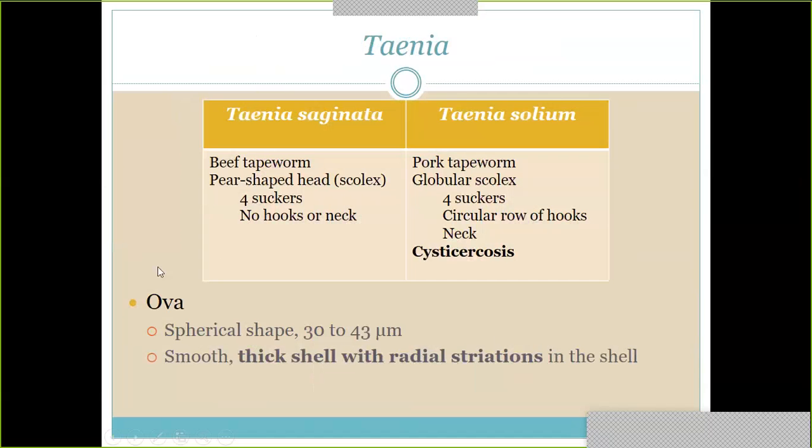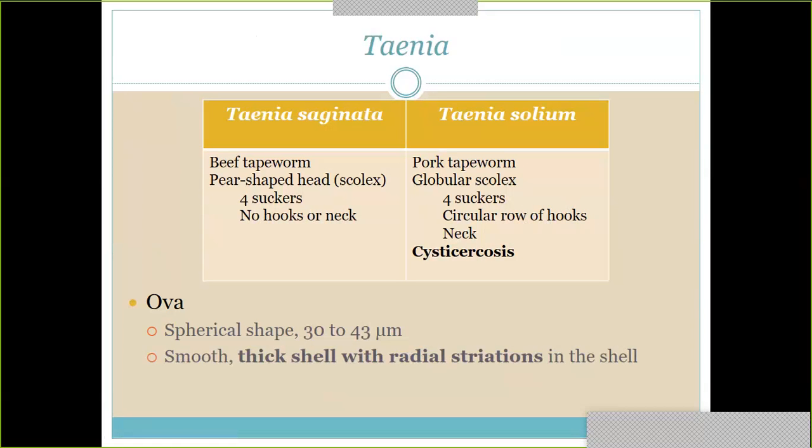All right, Taenia. Again, Taenia saginata is beef, Taenia solium is pork. Because the eggs look alike, you have to know the look of the worm to identify. The saginata worm has 4 suckers on its head, no hooks on the head, and no neck. Whereas the Taenia solium worm has 4 suckers, but it does have hooks around and a neck. That's how they identify the worms apart.